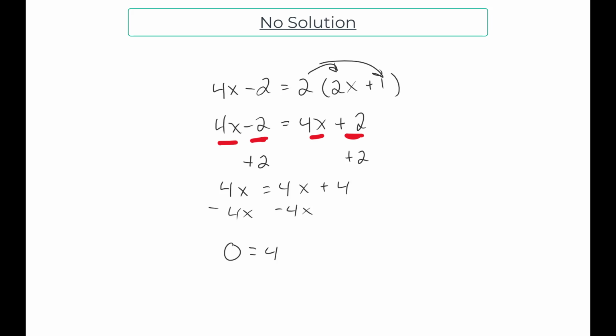And much like our interpretation of the infinitely many solutions, we've taken it all the way to the last step, and look what kind of statement we have. We have a false statement here. 0 equals 4. This is not true. This will never be true.